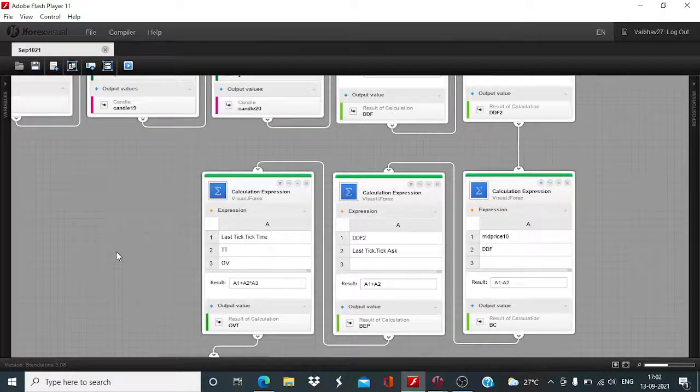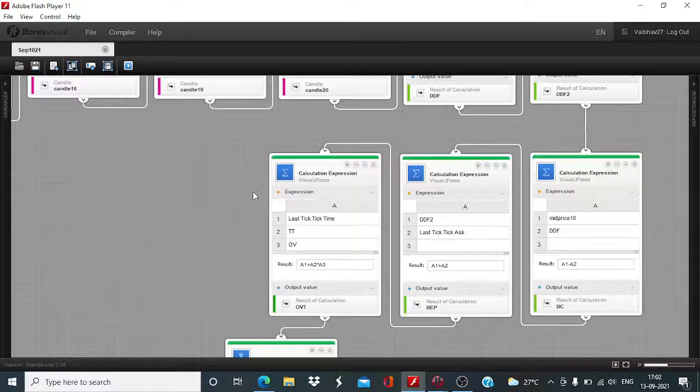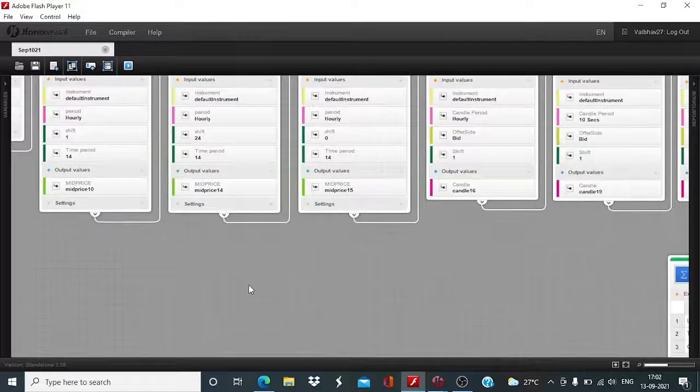I hope you have been able to understand how I have proceeded with defining the conditions for the execution of the buy trade. So that's it for the day.